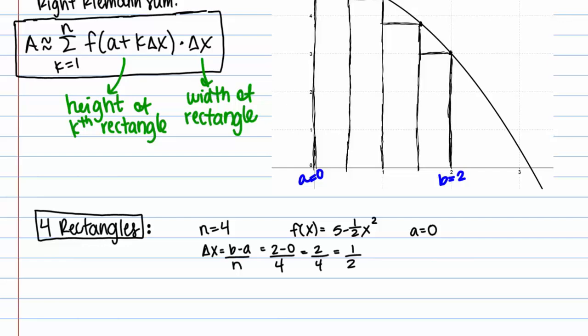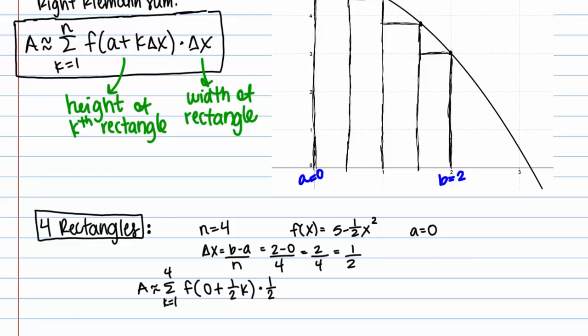Now that we have all the pieces, let's plug these into the formula and get our Riemann sum formula. So area equals the sum from k equals 1 to n, but n equals 4 for us, f of a, which is 0, plus k times delta x, and delta x was 1/2, so that's k times 1/2, or I can write that as 1/2 k, times delta x again, which was 1/2. Still have a lot of work to do, but just writing that down is a very important step.